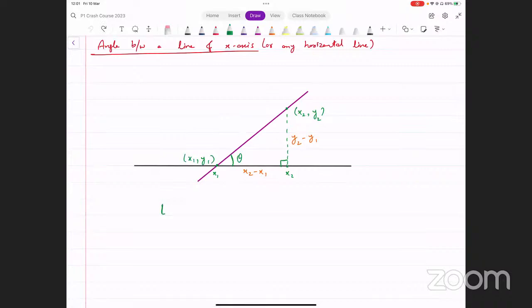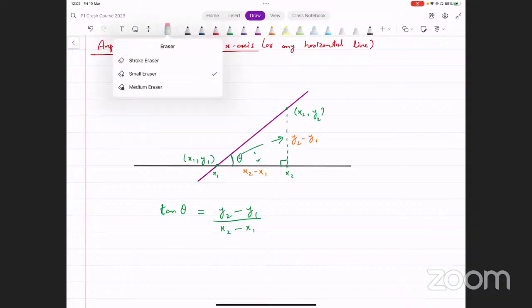Angle theta can be found using tan, right? So we can say tan of theta equals y2 minus y1 over x2 minus x1. All right, that's how you find that. That's how tan is defined, right? Perpendicular over the base, opposite over adjacent. In this case, the opposite length is y2 minus y1. The adjacent is x2 minus x1.